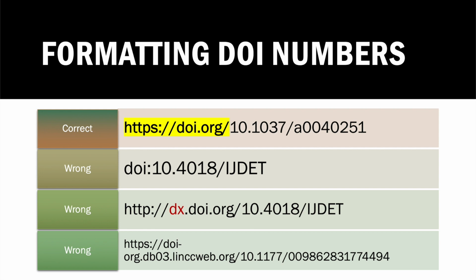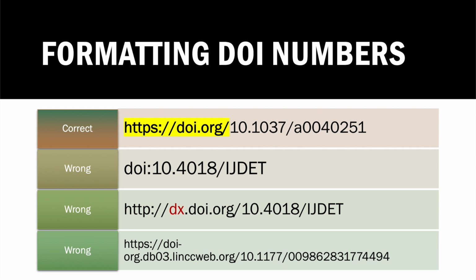Below that, you will see the words DOI spelled out followed by the number. This is incorrect because this is not a direct link that the reader can use to get access to the article. Below that, you also have another incorrect example in which the DOI number includes a D and an X within the URL, and this will make it difficult for people to access that DOI because it does not actually lead directly to the article.